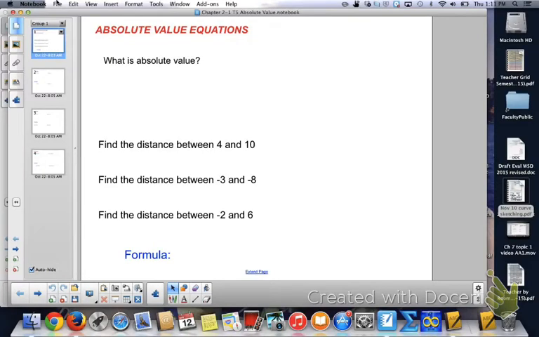Okay, we are on to absolute value equations. But before we do that, we're going to talk about what an absolute value is. I'm not sure if you remember this or not, but absolute value is a distance from zero. Okay, your distance from zero.